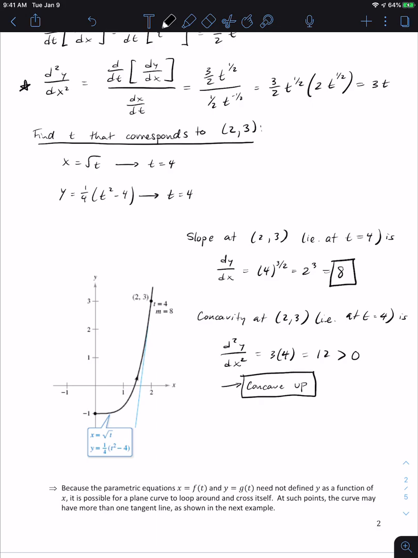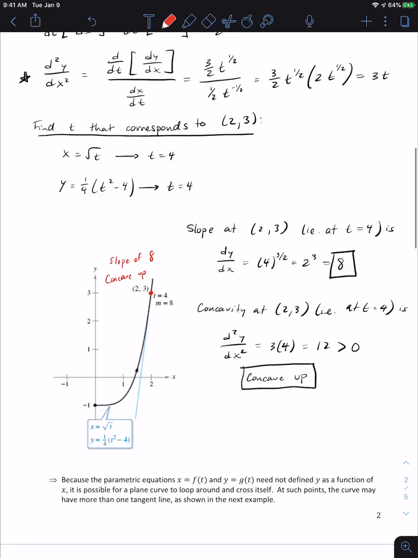So I know here, since it's greater than 0, it's concave up, or it looks like a smiley face. And looking at the graph here, this graph is just to prove what we already know. Here's our point at t equals 4, which is the point (2, 3). We know that has a really steep slope. This has a slope of 8, and as you can see there, it's a very, very steep slope, and it's concave up. It looks like a smiley face at that point. So we are just verifying the results that we got.